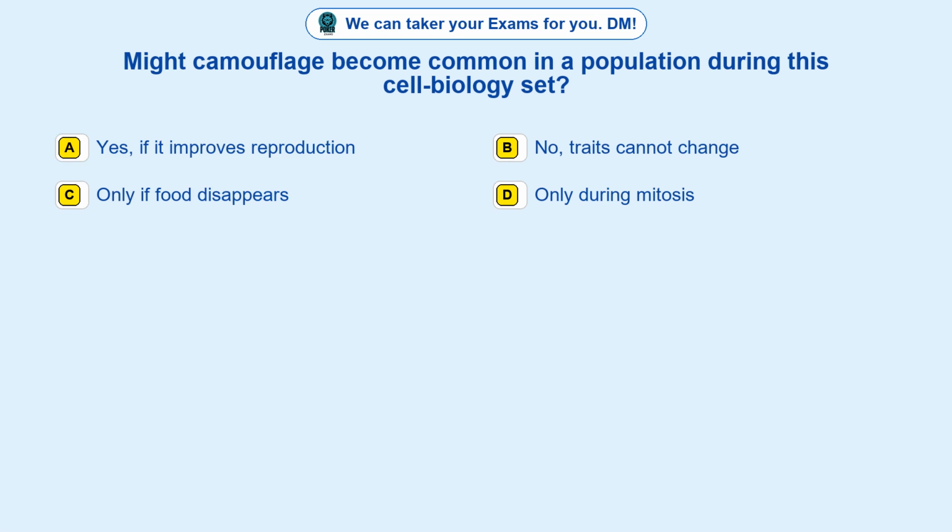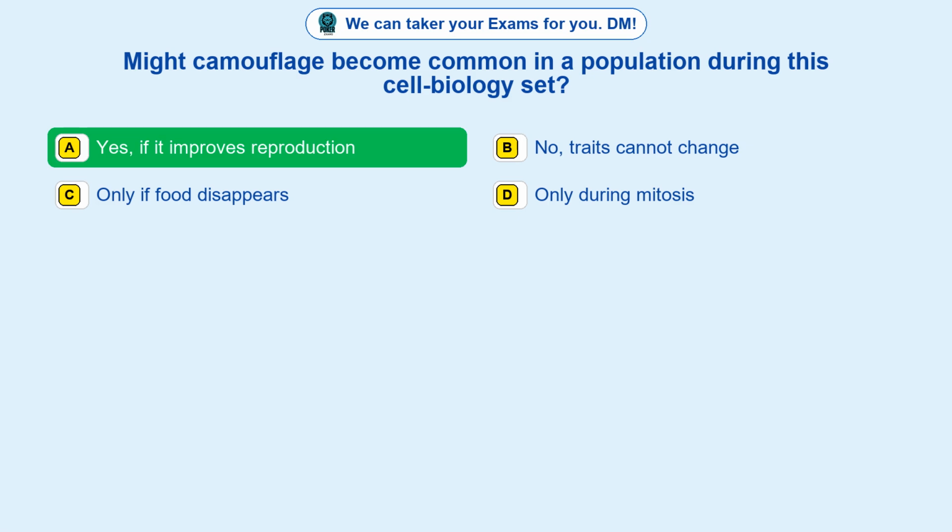Question 12. Might camouflage become common in a population during this cell biology set? Option A. Yes, if it improves reproduction. Option B. No, traits cannot change. Option C. Only if food disappears. Option D. Only during mitosis.